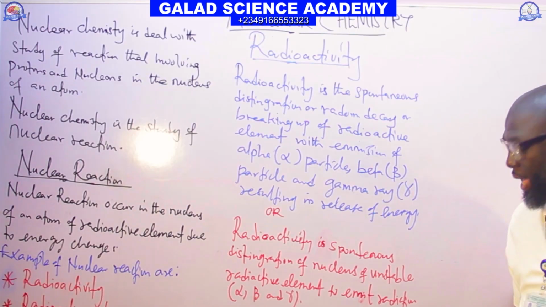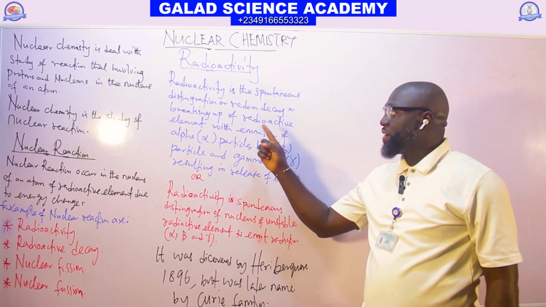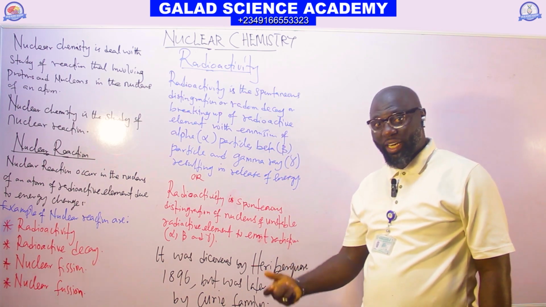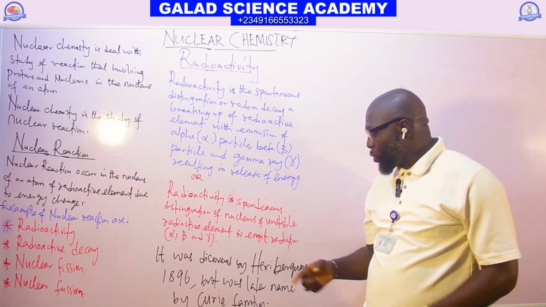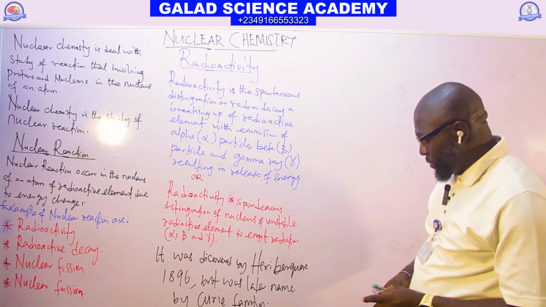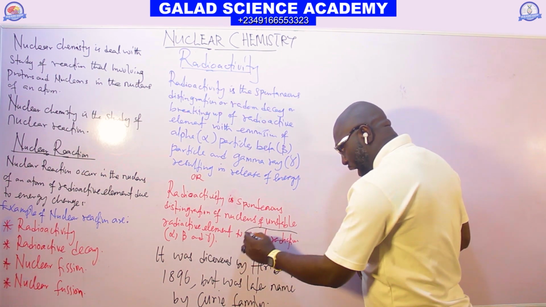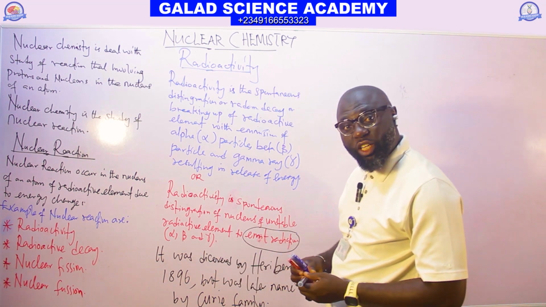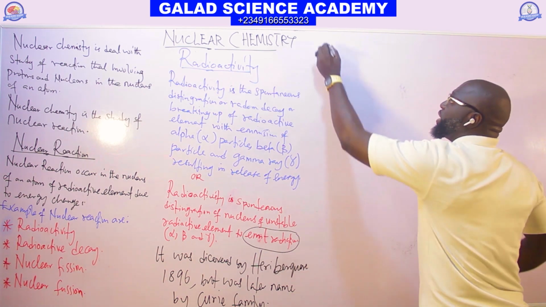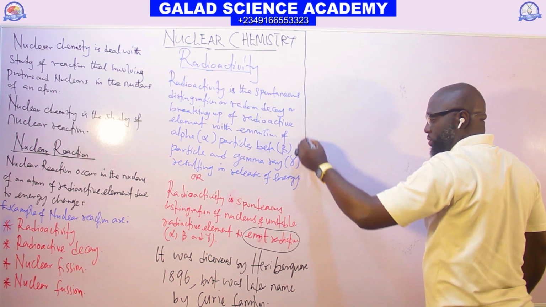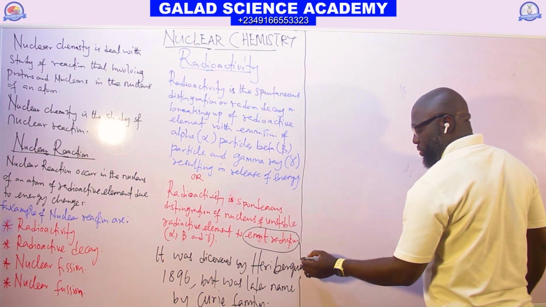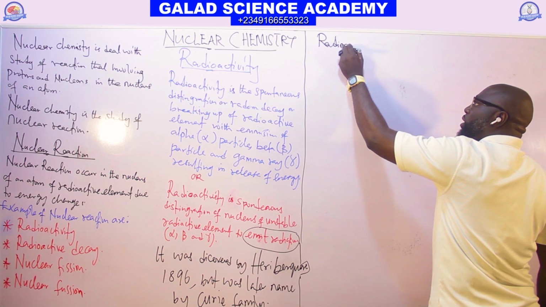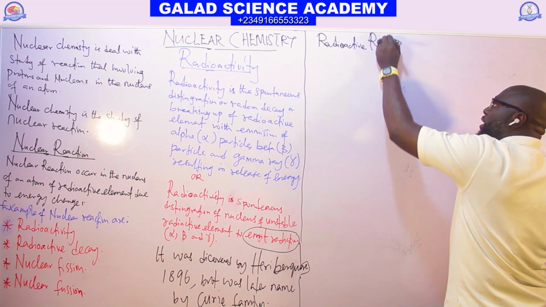Before we move to the next one, we observe that when a radioactive element is being disintegrated or breaking down, it emits what we call radiation. What are the radiation? Alpha, beta particle. So this will now lead us to radioactive radiation.